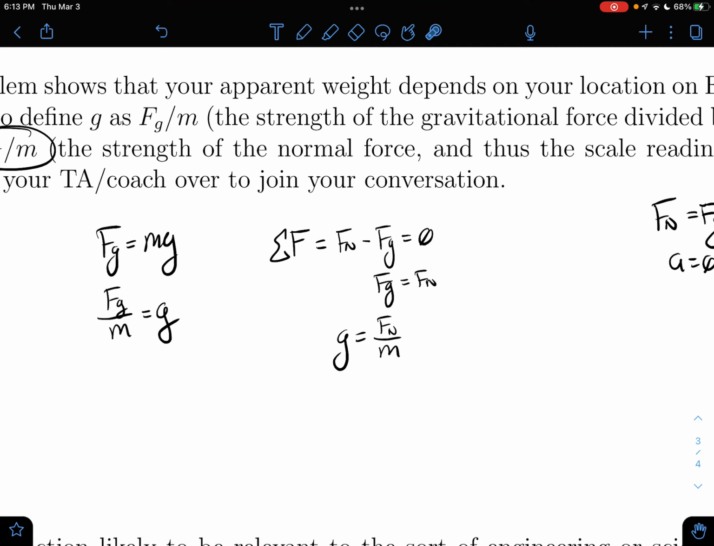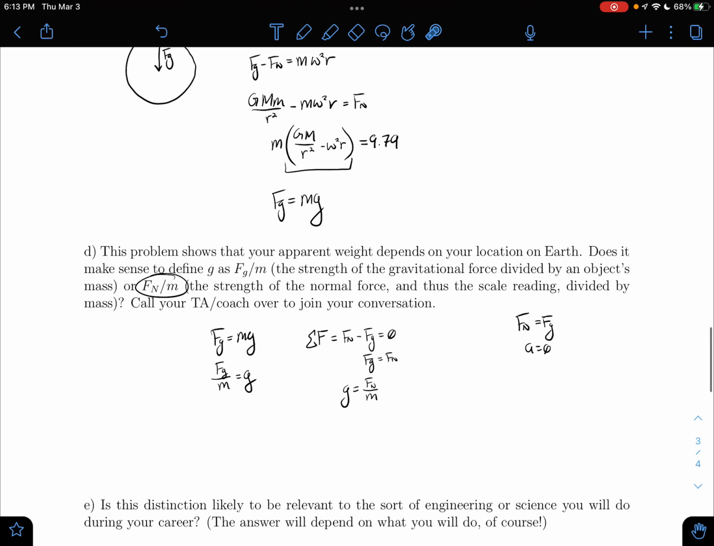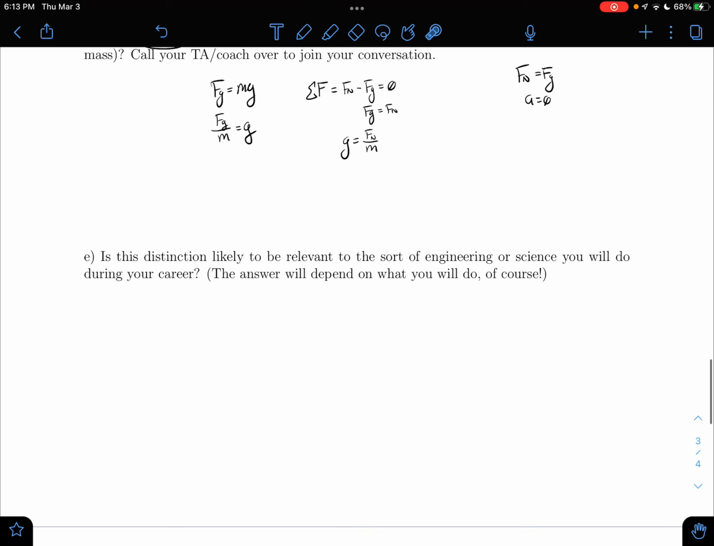Like when we start getting to friction, our normal force is very important. So the fact that we just have an adaptable g means that we'll have a more accurate reading for our normal force, which means we'll get a more accurate calculation for our friction forces and stuff. So now, is the distinction likely to be relevant in engineering?